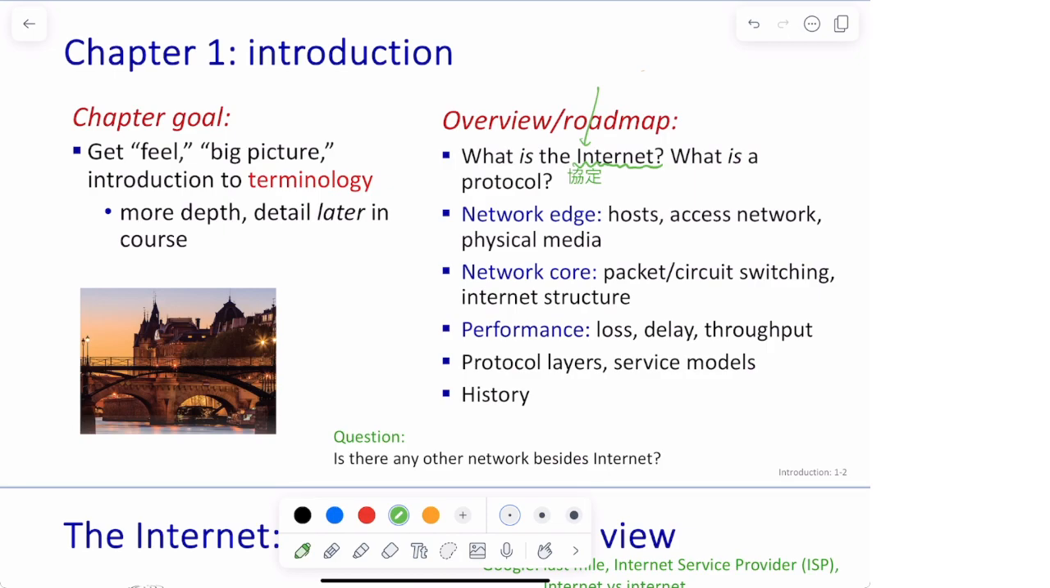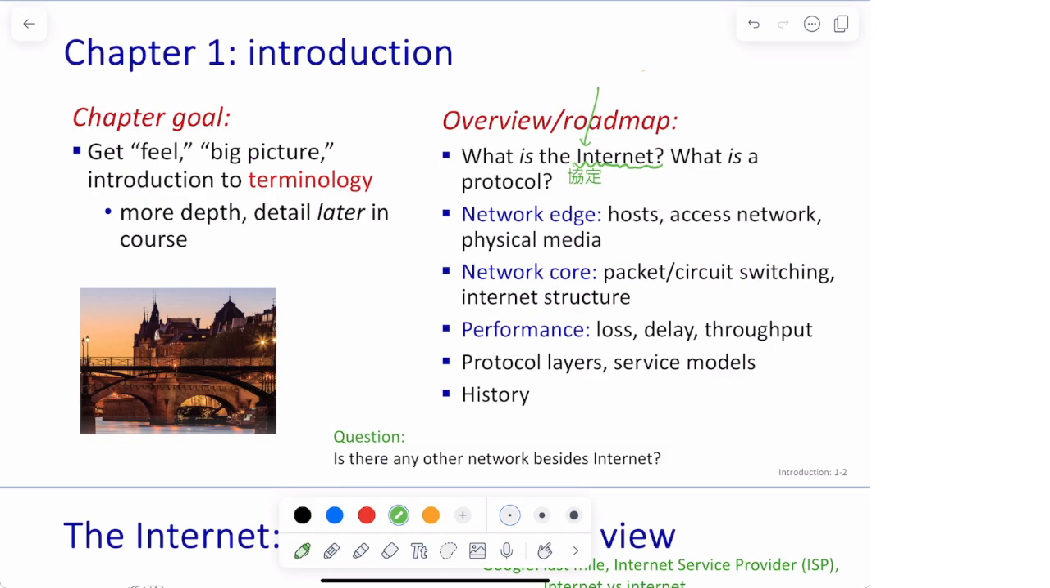Okay, and we'll talk about what is a network protocol. Basically, a protocol is some kind of rules that specify or define how devices or programs communicate with each other. We'll talk about a lot of protocols in chapter 2. And we have network edge, which means those devices, hosts and physical media, and access network, which means how do we connect to the entire Internet. We'll talk about what kind of devices and what kind of physical media we use.